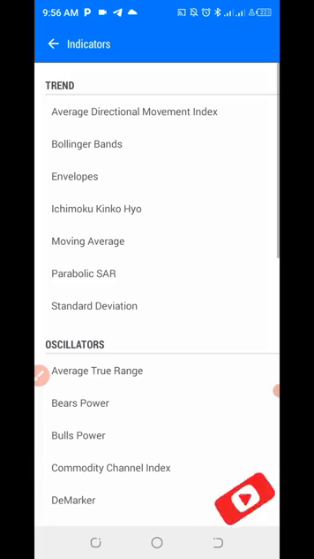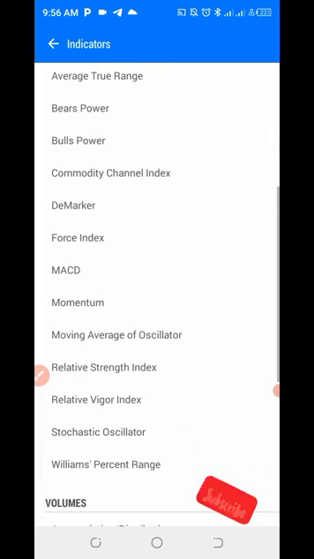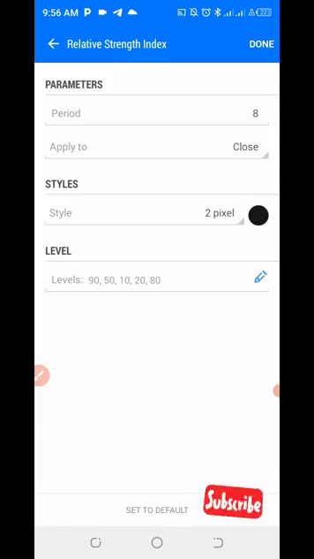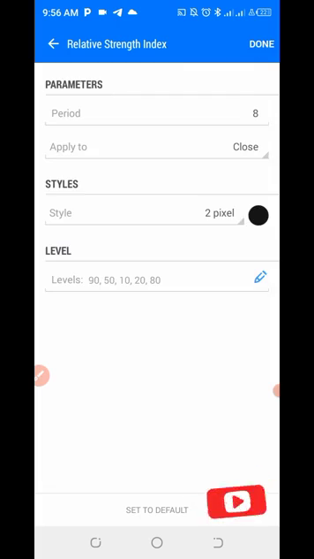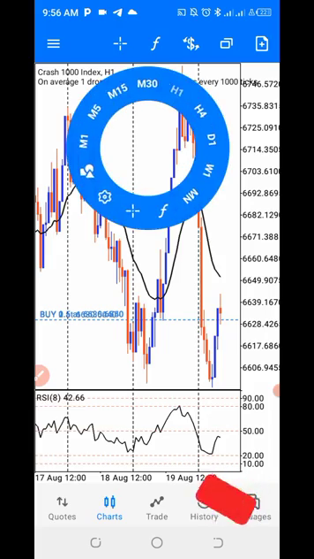You click on this F here. Then you look for your RSI, relative strength index. The period is 8, apply to close. The levels are 90, 50, 10, 20, 80. Once you are done, you click on done. Then you click on this F plus.